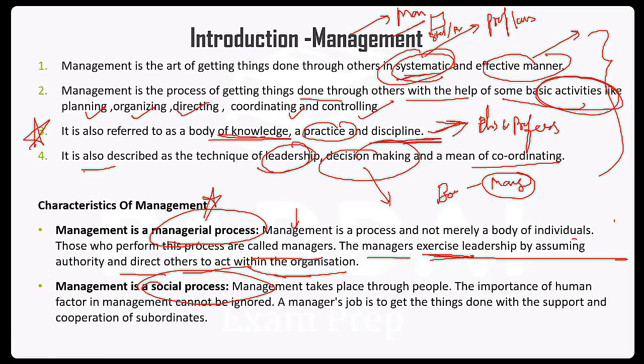Management is a social process. Again the same description. Why social? When we talk about social, it's about society. When I talk about society, it is more than one person interacting with each other, having interpersonal interaction, influenced by the environment, by each other's perception, motivation, requirements, desires, and so on. So it is a social process which takes place through people, by their interaction, coordination and team effort. The importance of the human factor in management cannot be ignored. A manager's job is to get things done with the support and cooperation of subordinates.